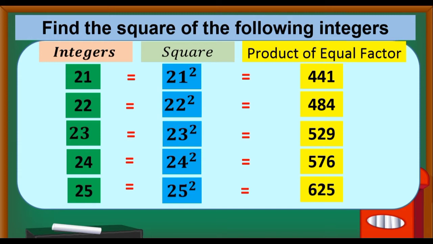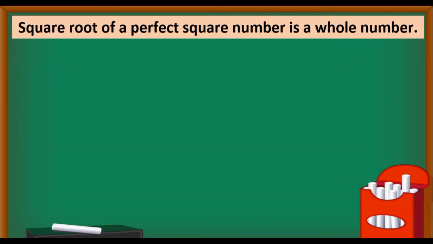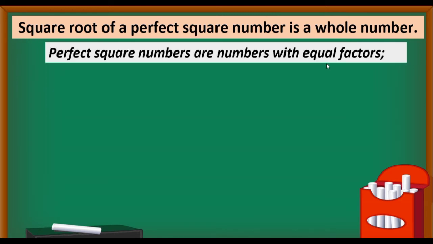Uulitin natin ang product of equal factors. Siya rin po ay tinatawag na perfect square. Na-screenshot nyo na ba? Tumuloy na tayo. So, square root of a perfect square number is a whole number. Tandaan natin na ang perfect square ay palaging whole number. At ang square root niya po ay whole number din.